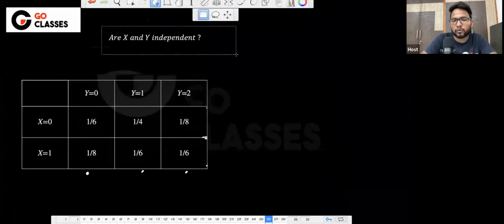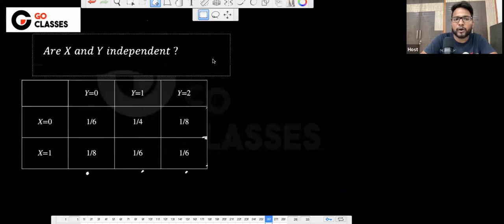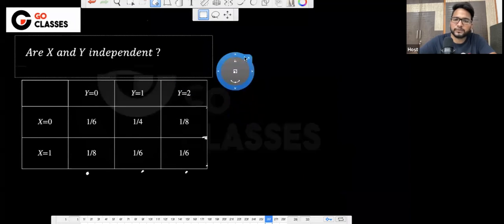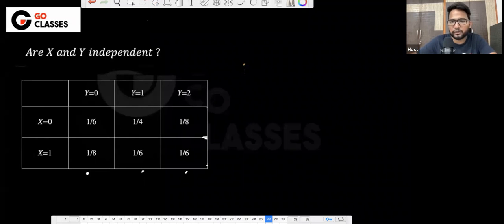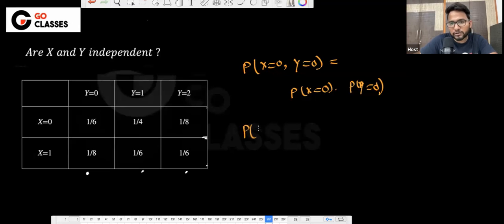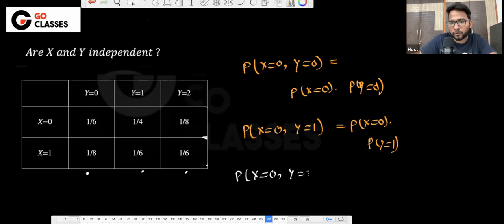To confirm whether X and Y are independent or not, you have to check for all the values of X and Y. You need to check whether probability of X being 0, comma Y being 0 is the same as probability of X being 0 multiplied by probability of Y being 0. You also need to check whether probability of X being 0, comma Y being 1 is the same as probability of X being 0 multiplied by probability of Y being 1. You need to check for all the possible values. There is no other way. Probability of X being 0, comma Y being 2 is the same as probability of X being 0 multiplied by probability of Y being 2.